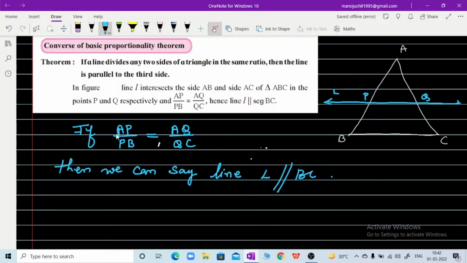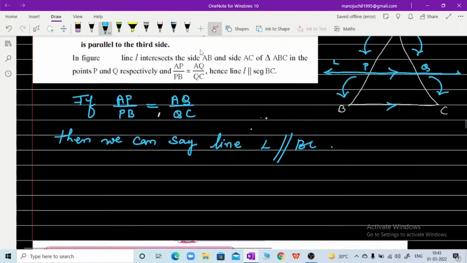So that means suppose a line divides two sides of triangle ABC, that is AB and AC, in the same ratio, that is, if the ratio of AP upon PB is equal to the ratio of AQ upon QC, in that case, we can say that line L is parallel to line BC. This is termed as the converse of the basic proportionality theorem.